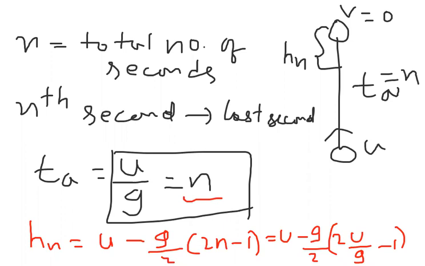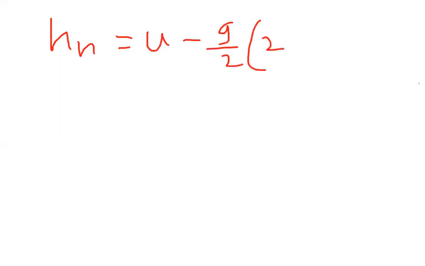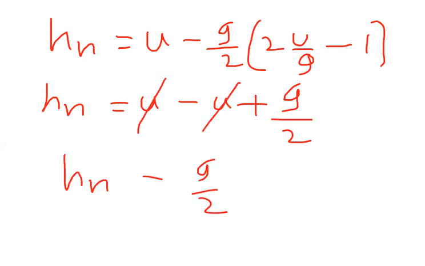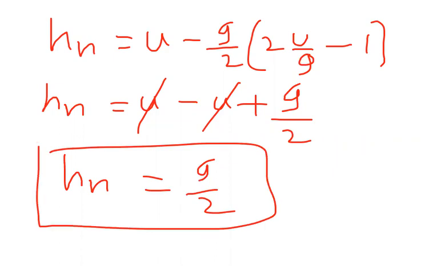Let me take the first page. The last line I'm writing again: Hn is equal to u minus g by 2 into 2n minus 1, with n replaced by u by g. Expand that. Hn is equal to u minus, the 2 cancels, g cancels, minus u, and minus of minus gives plus g by 2. So what happened here? In the last second of upward motion, the distance traveled is g by 2.